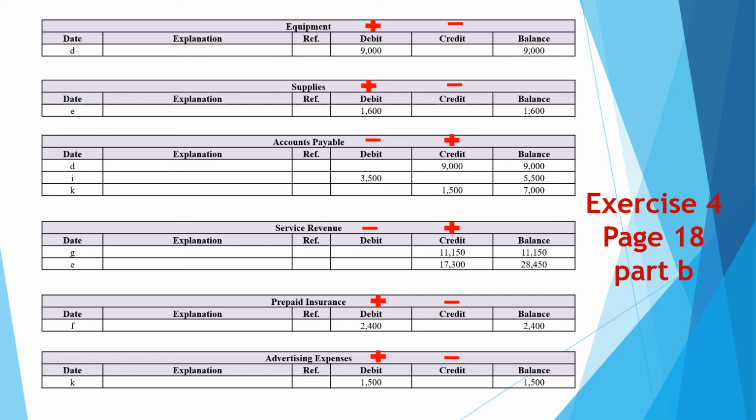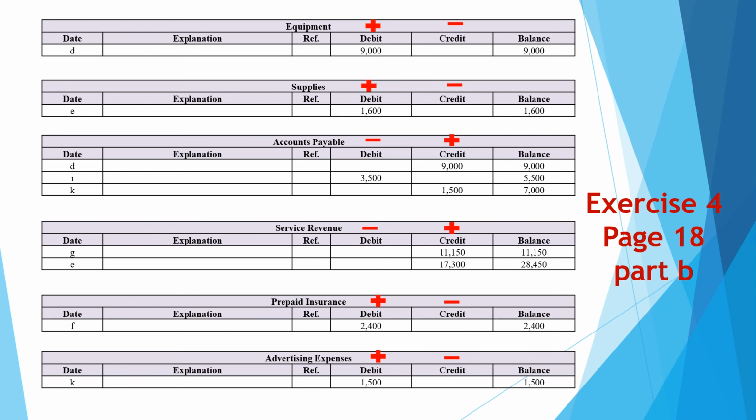For accounts payable, this account appears the first time in the general journal in transaction D. It was in credit and the balance was 9,000. This is the first row. The balance is equal to the credit as usual. The next time accounts payable appears in the journal is in transaction I. It was in debit. So we transfer this debit amount to the ledger, 3,500, and to find the new balance, we have to make some calculations. We take the previous balance, 9,000, minus the current amount, 3,500, and the new balance is 5,500.